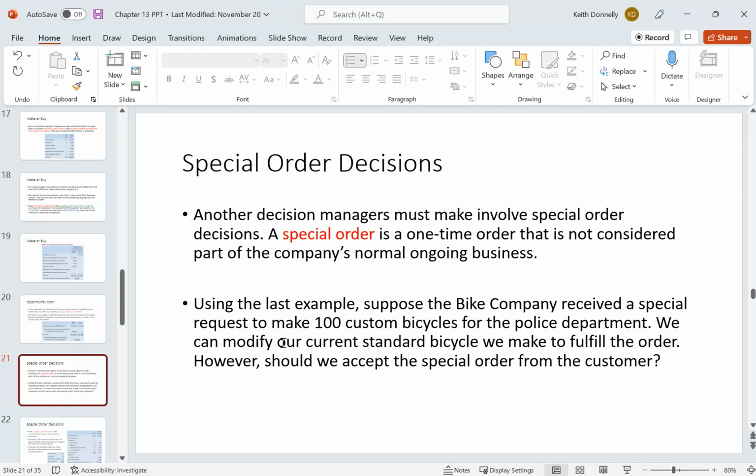Is it better that we just keep making our standard bicycle, or should we accept this special order from the customer?